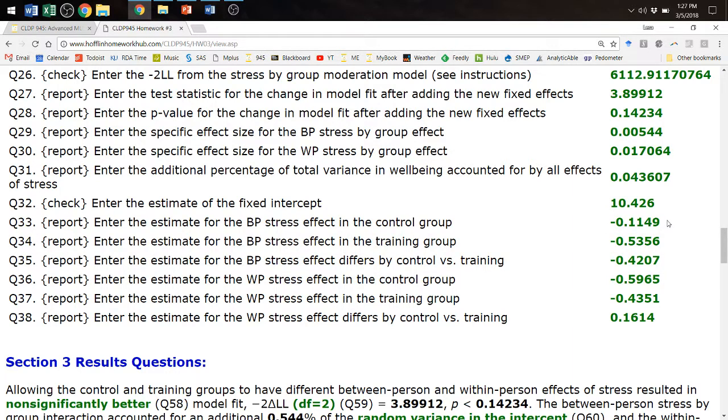This, for the control group, is what you get from the model. That's the simple main effect of between person stress given the interaction with group. Here's what it is in training, which is the simple main effect plus the interaction. So the difference between the line that would have written this and the line that would have written that is just the interaction term. So the interaction term will tell you a group difference, and it will tell you whatever the effect in question is for one of the groups, whichever is the 0. You can add them together to get what it is for the other group. Same thing with within.